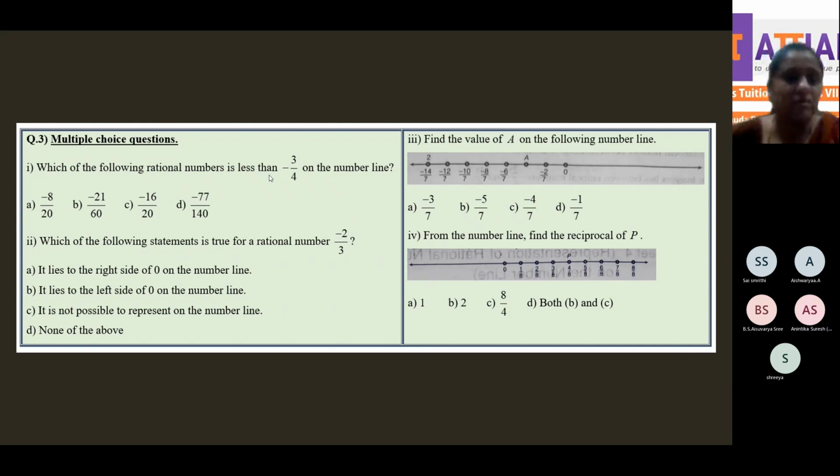Answer this question. Okay, let's start from the beginning. Multiple choice questions. Anybody can try the first one? One second.